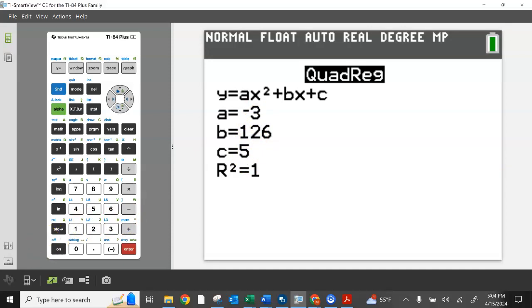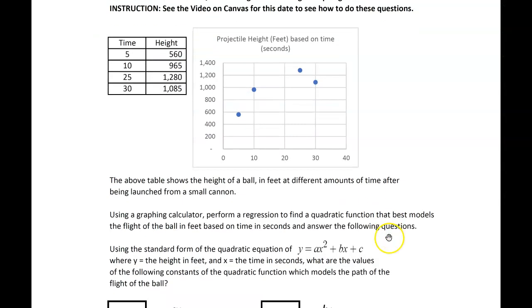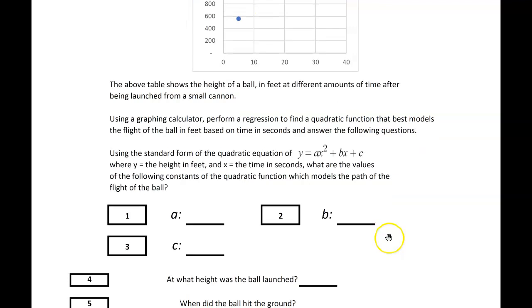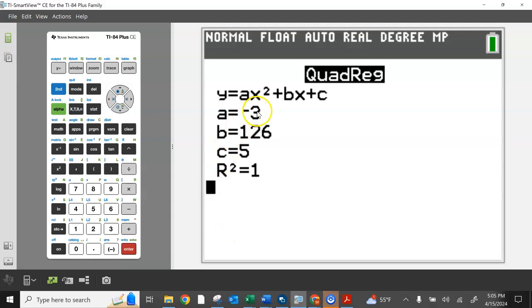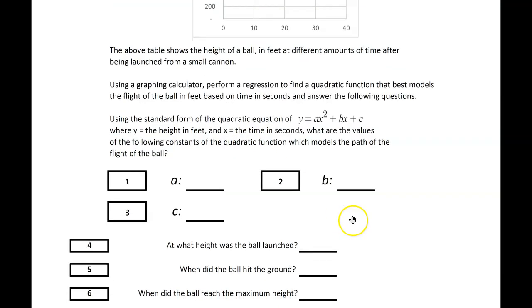So let's go to the first page of the assignment. Okay, the first page of the assignment. So we scroll down, and the A that we got for question number 1 was on there. It's going to be on the readout, the B and the C. So what are those? Again, A is -3, B is 126, C is 5. So that gives us those.